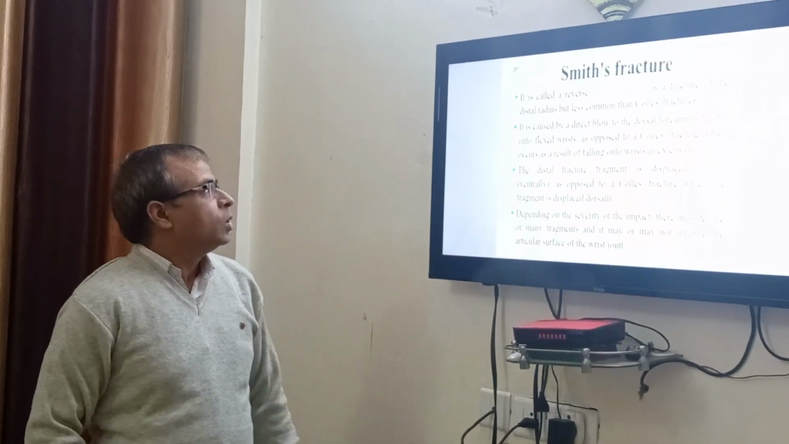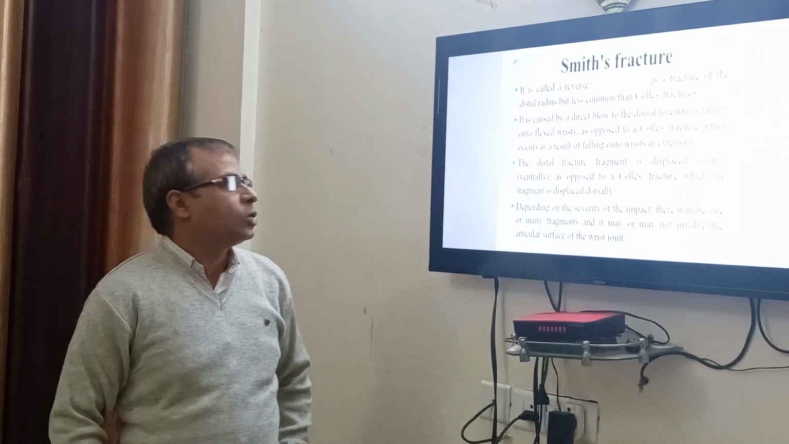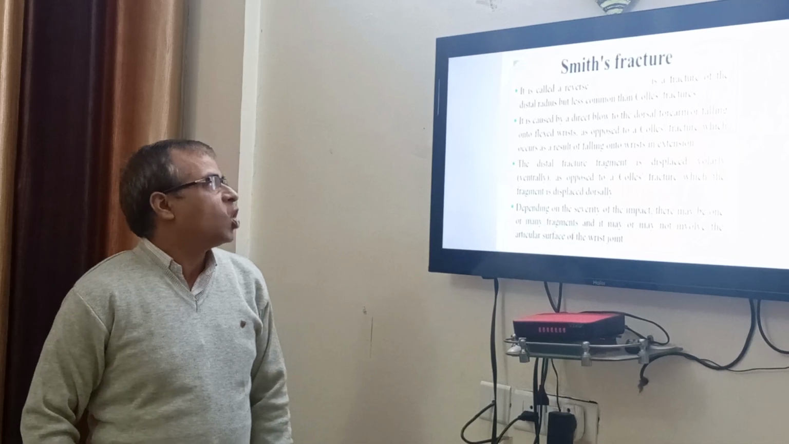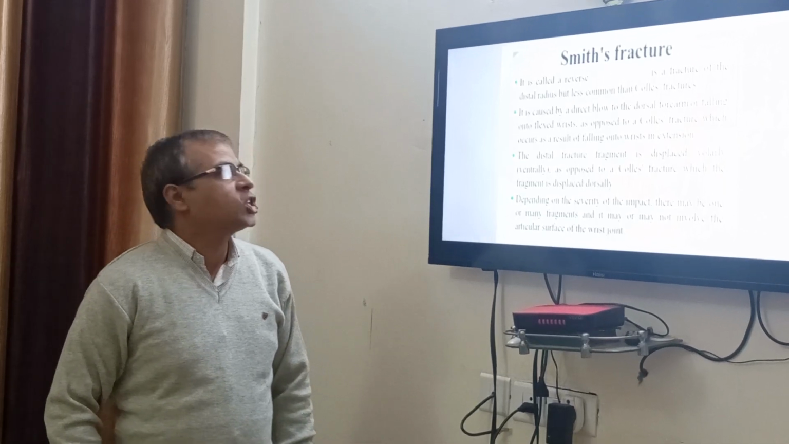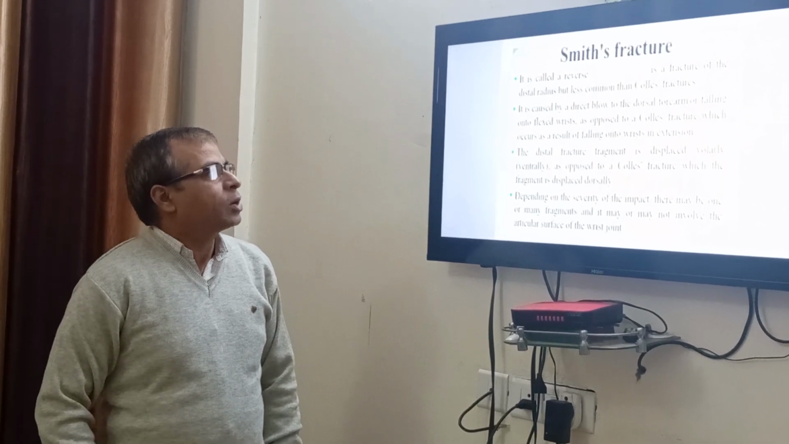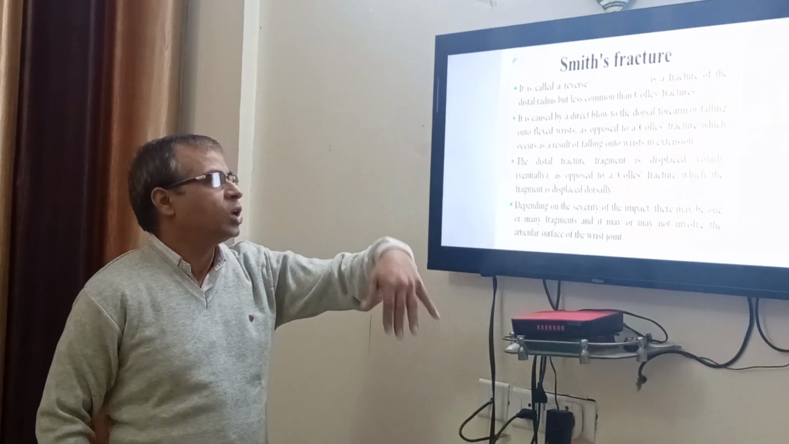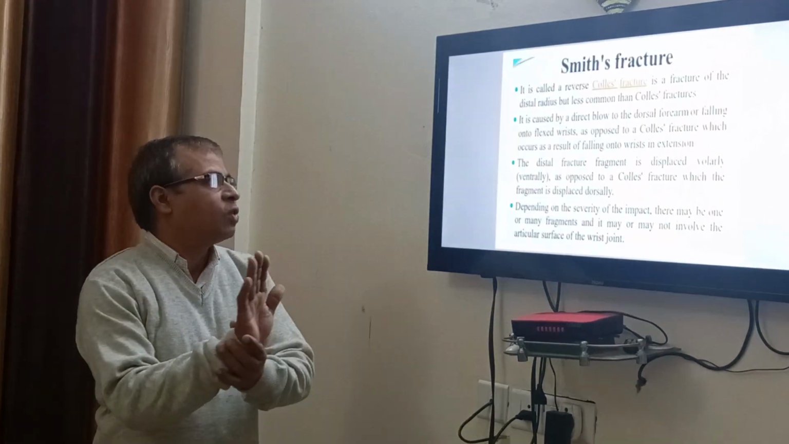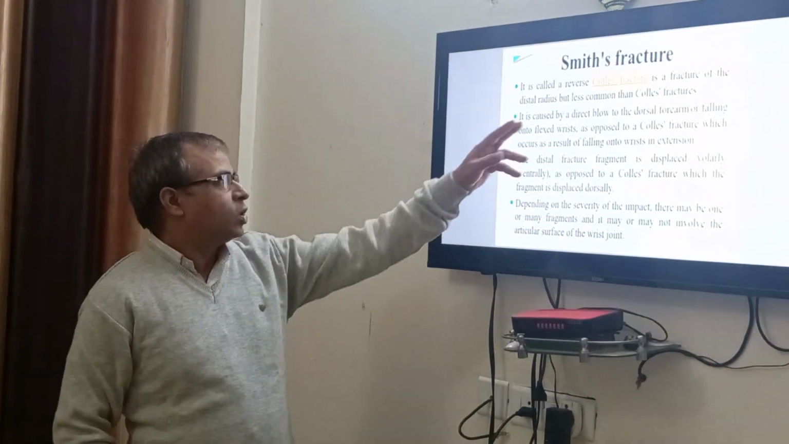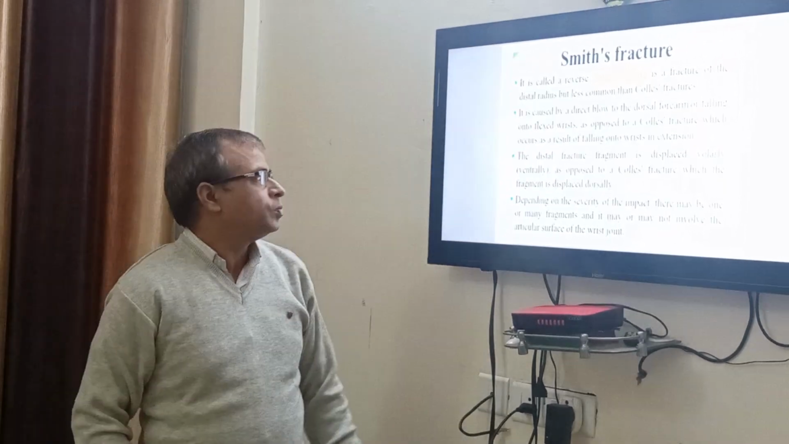So a Smith fracture is just opposite to the Colles fracture. It is also called a reverse Colles fracture. It is a fracture of the distal radius, but less common than the Colles fracture. A Smith fracture is caused by a direct blow to the dorsal forearm or falling on the flexed wrist, as opposed to the Colles fracture, which occurs as a result of falling on the wrist in extension. In Smith fracture, the fracture occurs when the wrist is in flexion.